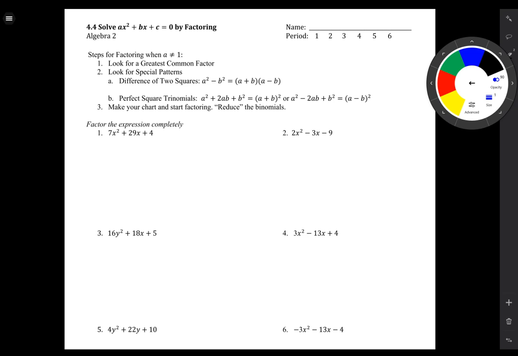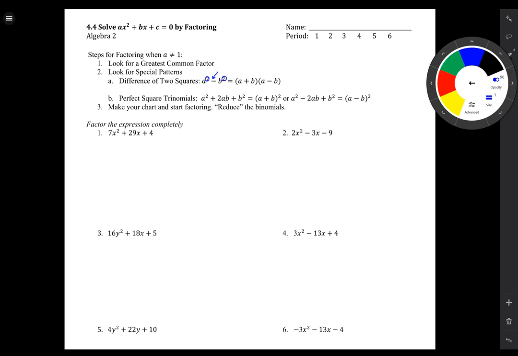Step 1, you look for a greatest common factor. What is the largest number that will go into each of those terms? Step 2, you look for special patterns. Is there a difference of 2 squares? Remember, the difference of 2 squares we learned last time has a minus sign, and these two terms are squared. When that happens, you factor it using the difference of squares pattern.